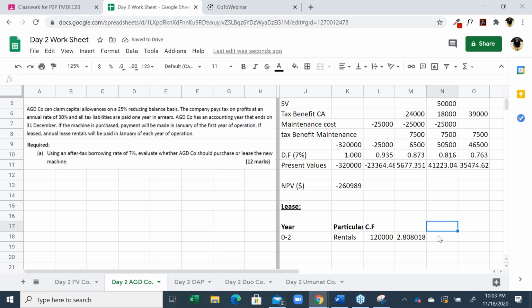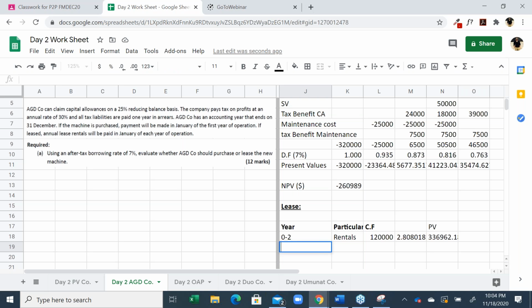Okay, let's calculate present value now. Since we don't have to pay any maintenance costs, there will be no maintenance cost, no tax benefit on capital allowance, no scrap value, no initial investment. The only thing will be the tax benefit on these rentals, because lease rentals are also tax allowable. So now from which year will the tax benefit start? From year 2. Excellent, excellent.